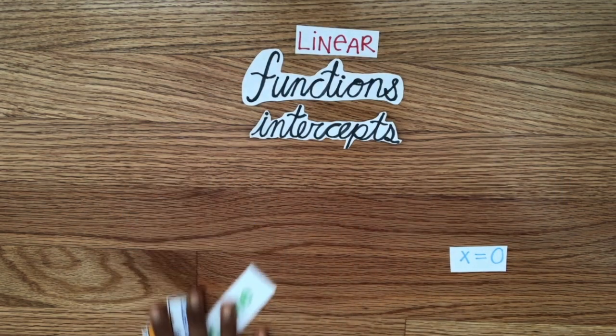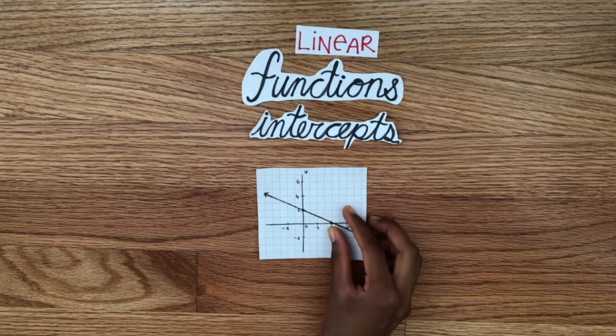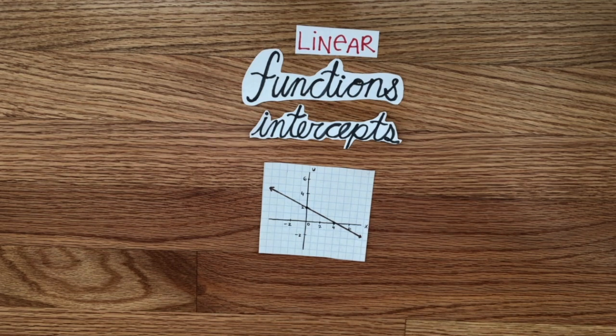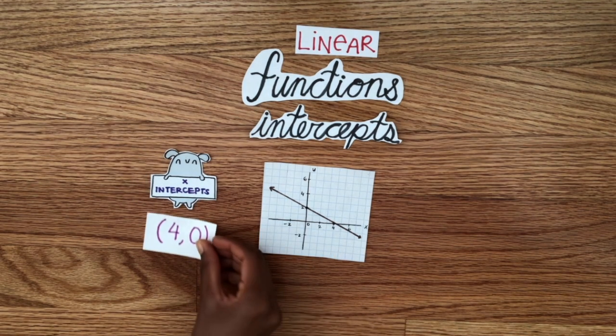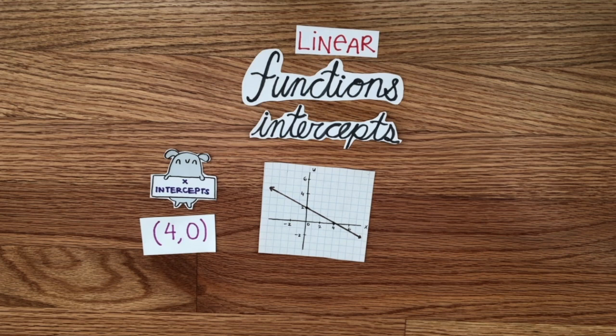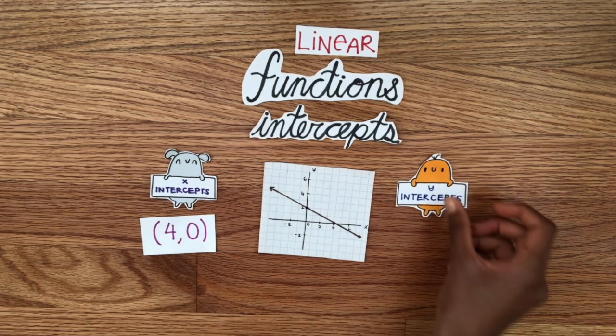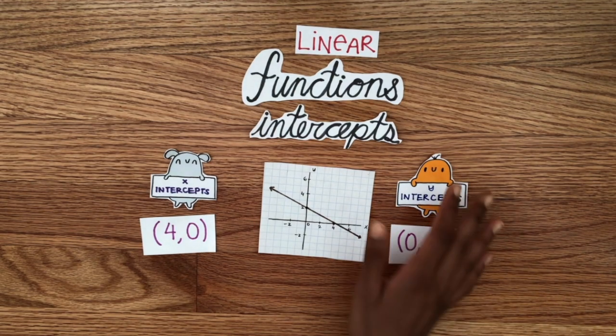Let's look at some examples. What are the x and y-intercepts of this graph? Well, we see that the graph crosses the x-axis when x equals 4. So the x-intercept has to be (4, 0). We also see that the graph crosses the y-axis when y equals 2. So the y-intercept has to be (0, 2).